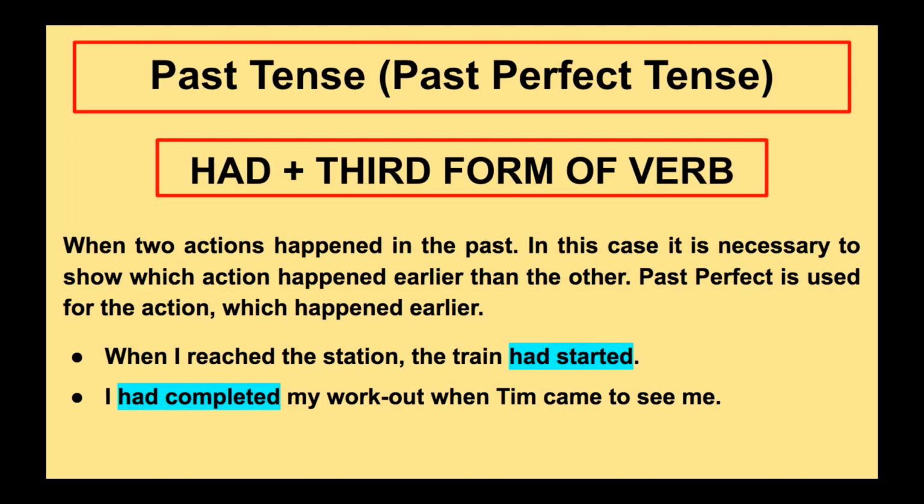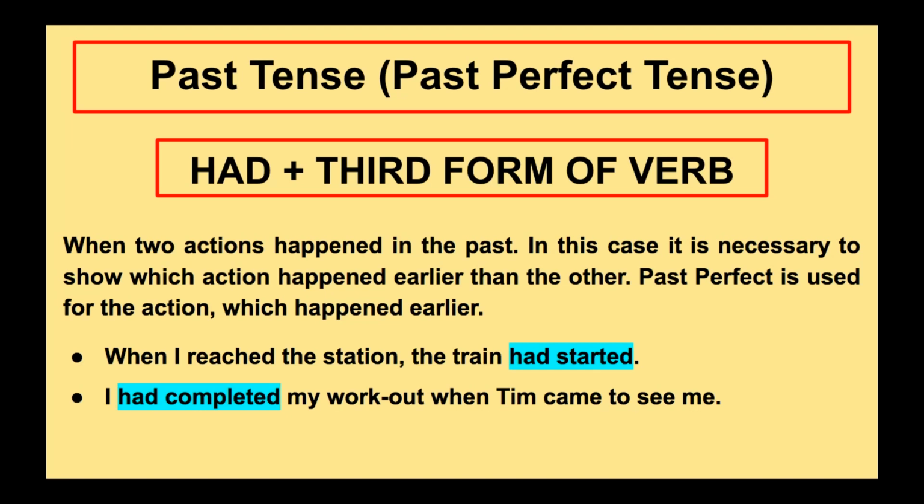Past perfect tense. The rule is had plus third form of verb. Past perfect tense is used when two actions happened in the past. In this case, it is necessary to show which action happened earlier than the other. Past perfect, my dear students, is used for the action which happened earlier.